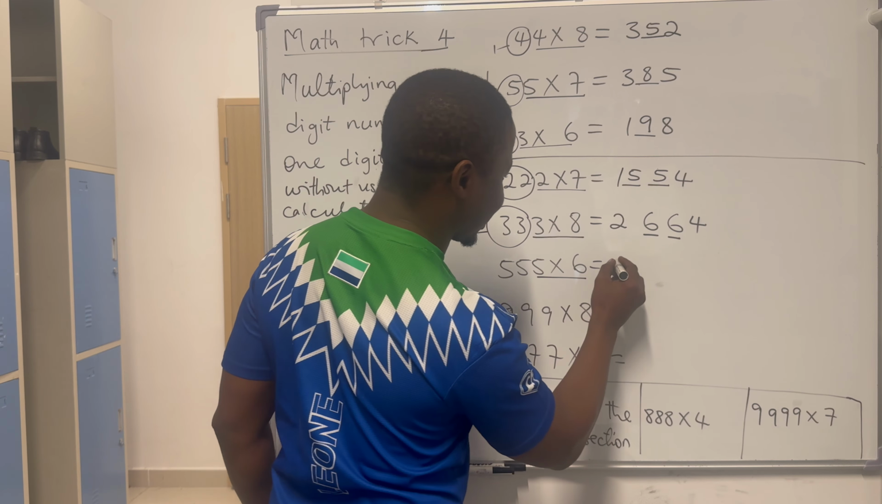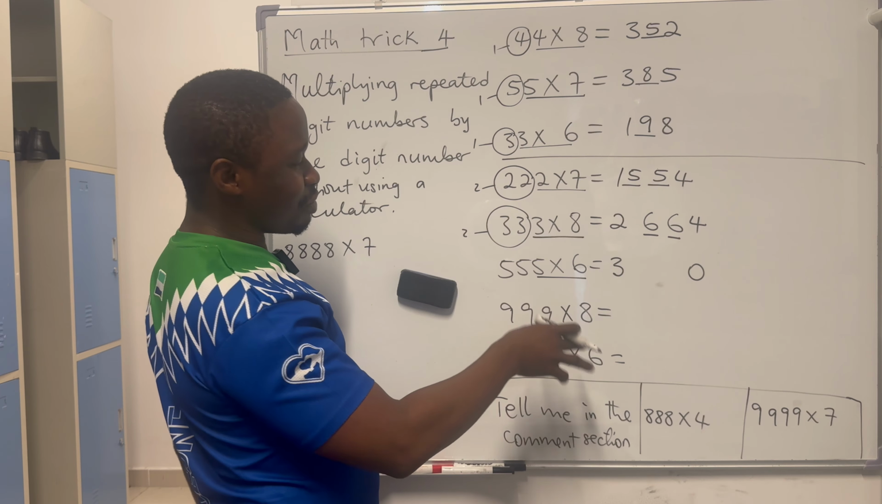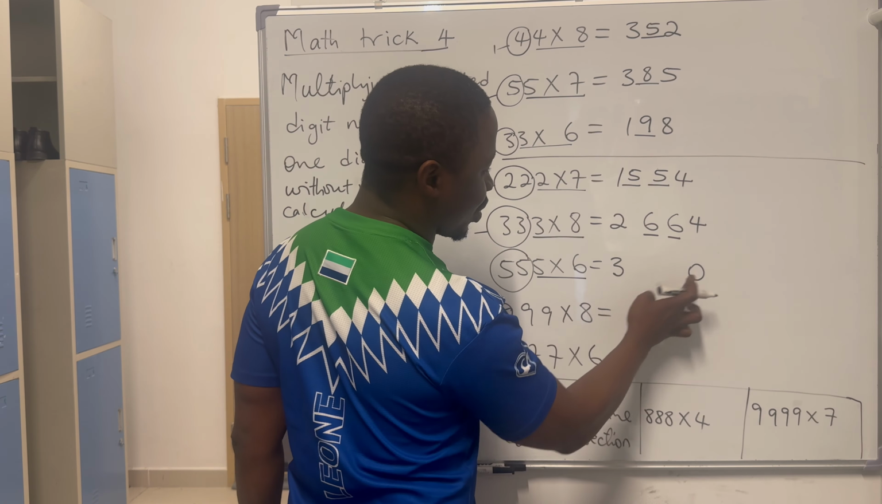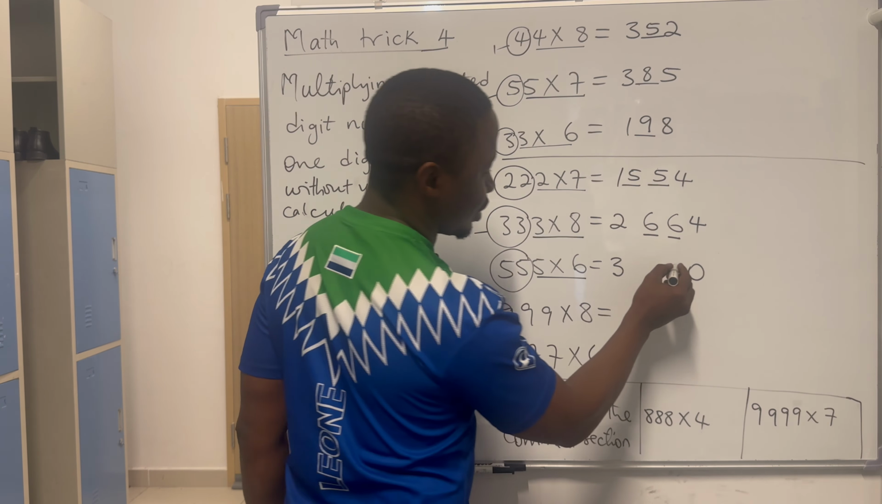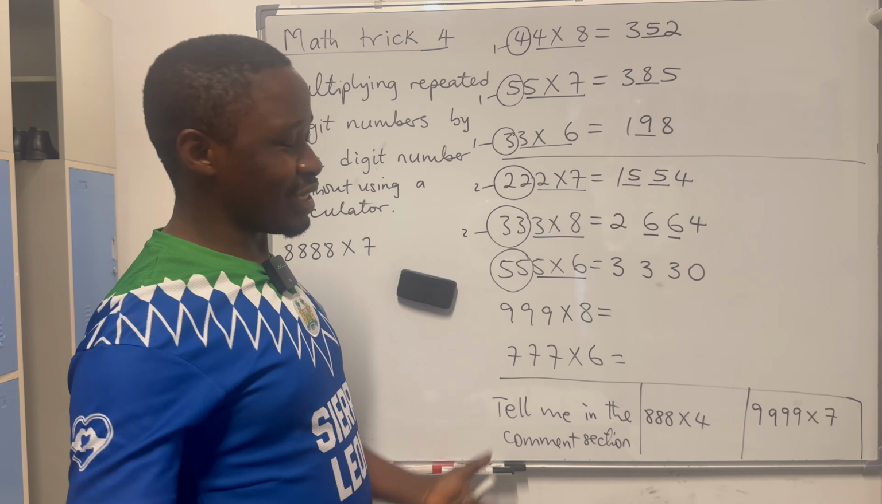We have this one here again. 5 times 6 is 30. How many digits are we inserting between them? 2 digits. So 3 plus 0 is 3. So easy, so simple.